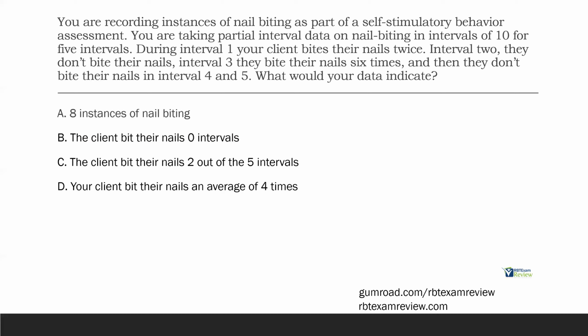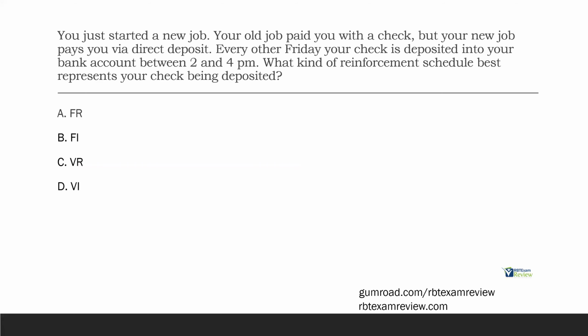Always read all your answer choices. D, your client bit their nails an average of 4 times. Maybe that's true, but that's not the data we're taking, okay? So the point of this question is to really emphasize the importance of knowing what type of data you're taking, okay? Because that can affect how your data looks, right? And our assessment of that data. So the answer here is C, the client bit their nails 2 out of the 5 intervals.